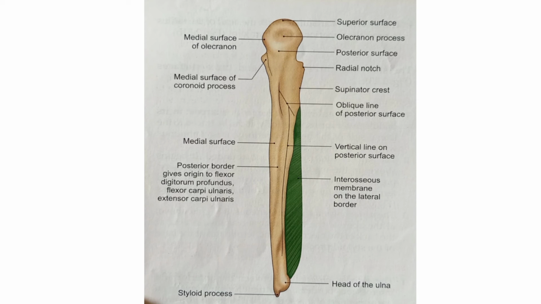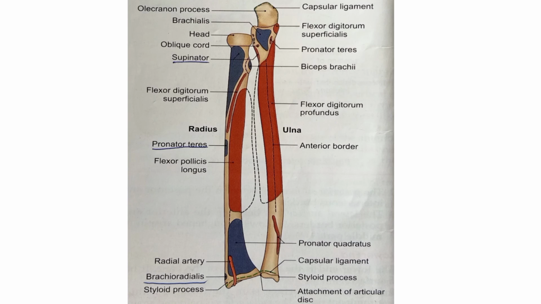The oblique cord is attached to the ulnar tuberosity. Now the capsular ligament of the elbow joint is attached to the margin of the trochlear notch, in essence to the coronoid and olecranon process.